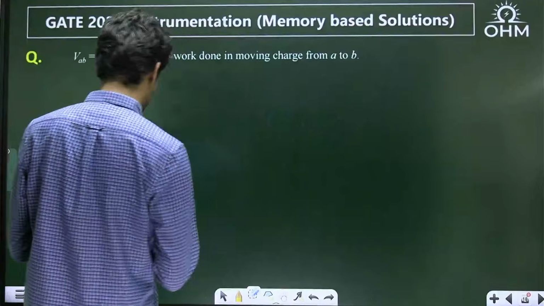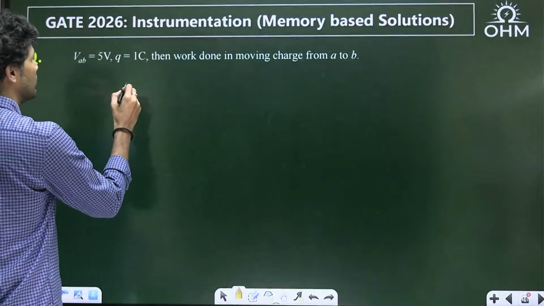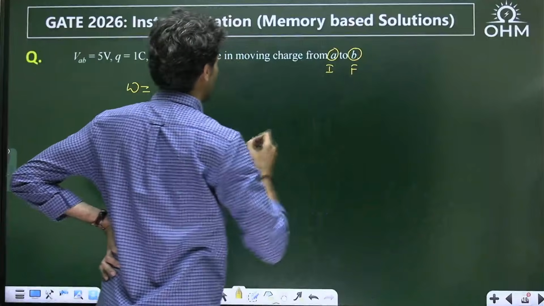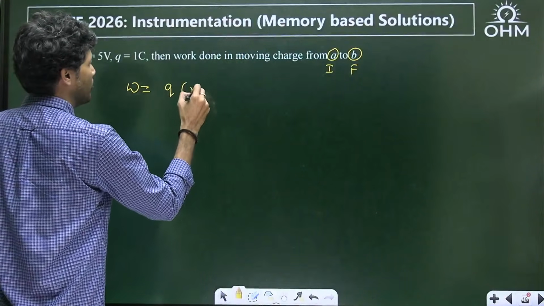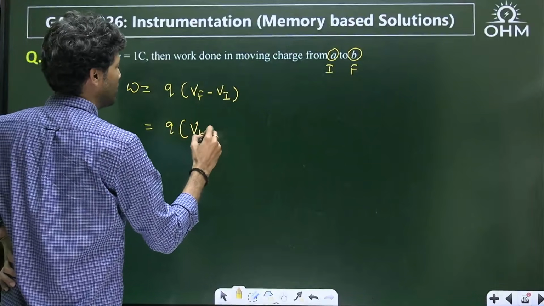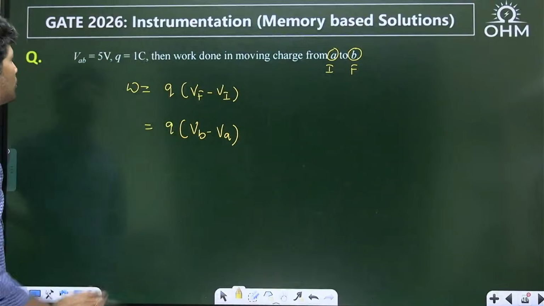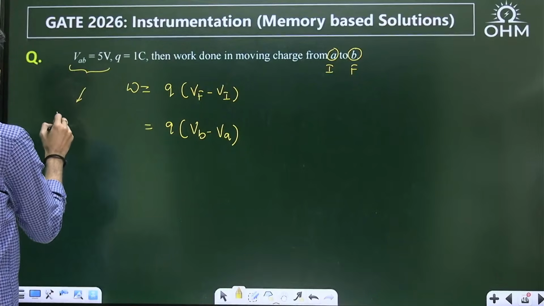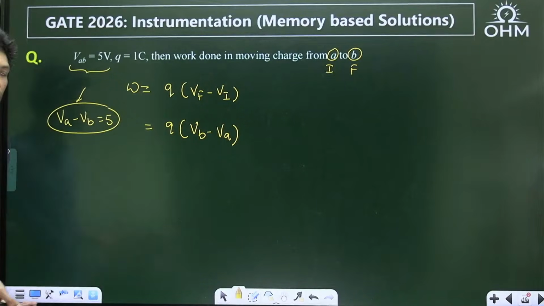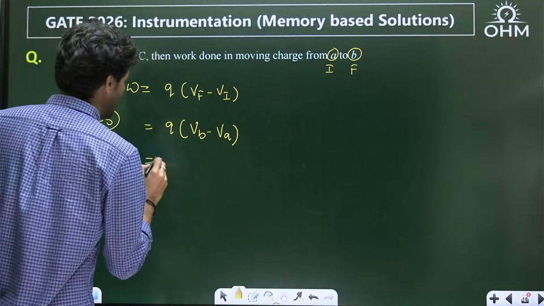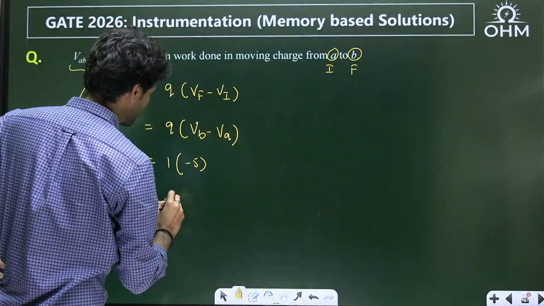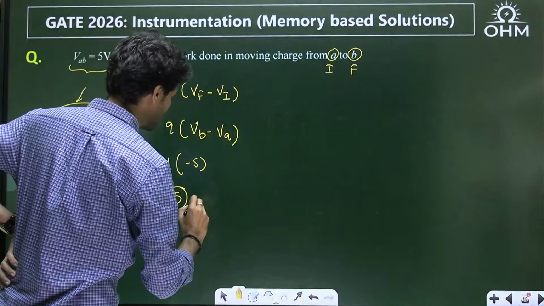I think we have to repeat. Like I've told, the work done in moving the charge from initial point I to final point F is given by Q into Vf minus Vi, so this becomes Q into VB minus VA. Whenever we are given VAB, that is VA minus VB, and this is given as 5. So if VA minus VB is 5, VB minus VA is minus 5. The charge is 1 coulomb, so 1 into minus 5, and the answer is minus 5 joules of work done.